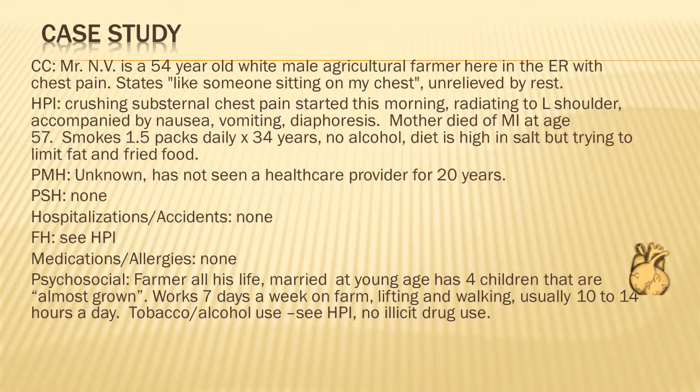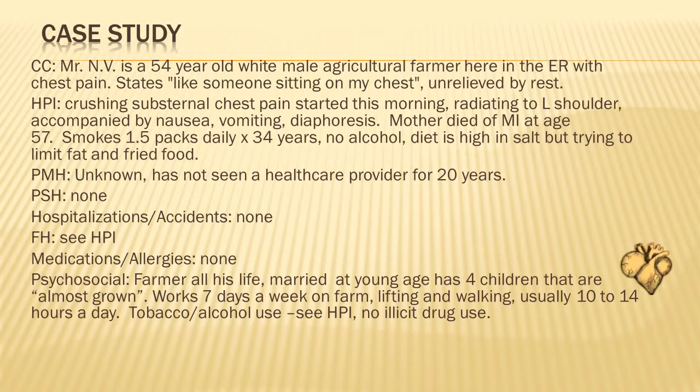He has substernal chest pain, started this morning, radiating to the left shoulder, accompanied by nausea and vomiting, and some diaphoresis. He smokes about a pack and a half a day, times 34 years, and has a positive family history of his mother having an MI at age 57. He has a diet high in salt.